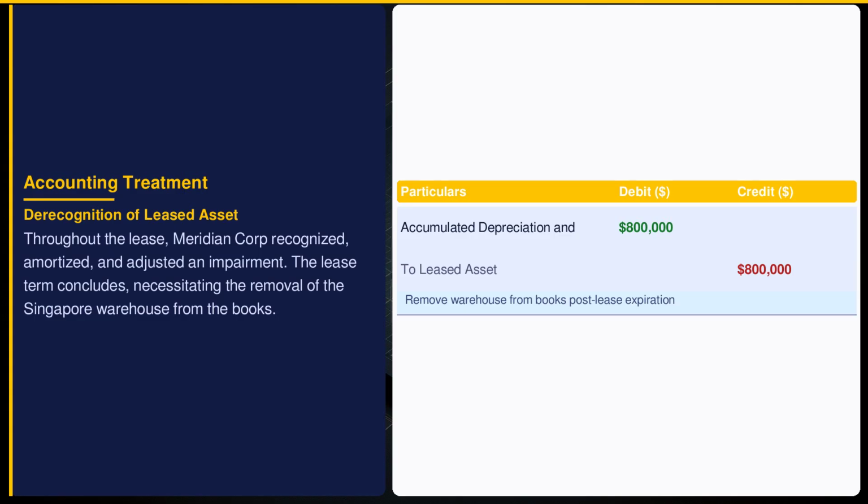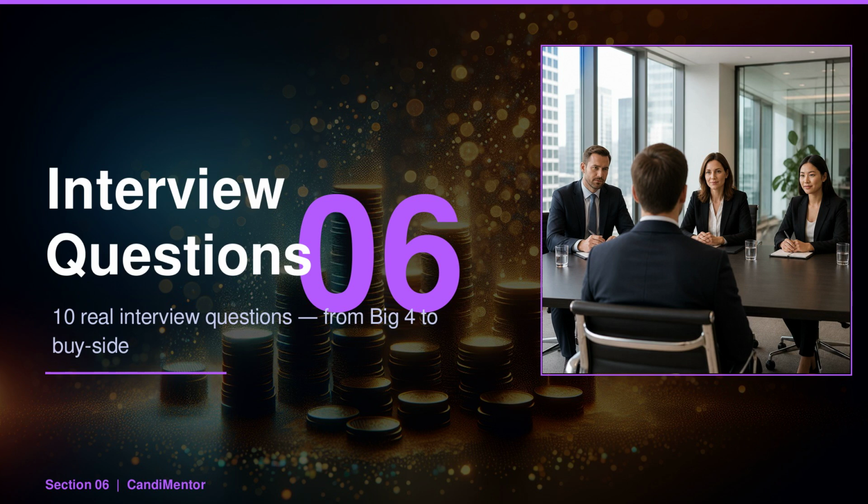This entry eliminates the asset and its accumulated depreciation and impairment from the balance sheet. It ensures accurate accounting as the company transitions out of the lease, preparing for future ventures. Every Big Four and investment bank interview on AASB 136 follows a pattern. Here are the 10 questions that come up again and again, with answers that will make your interviewer nod.